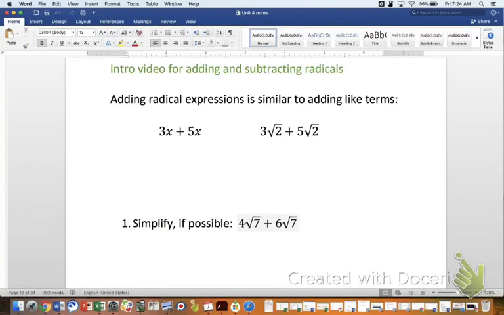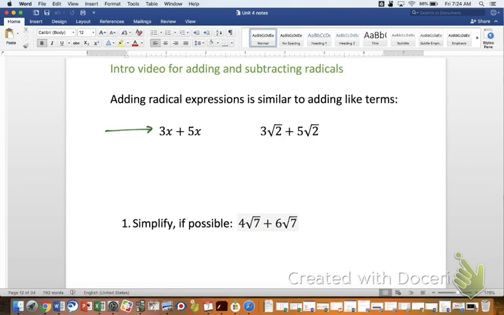This is the intro video for Algebra 1 for adding and subtracting radicals. All right, so as a way to help us understand how this works, I thought I would remind you of something we have done in the past, and that is adding like terms. And so that would be what's going on over here. So what we're going to do today is really similar to this.